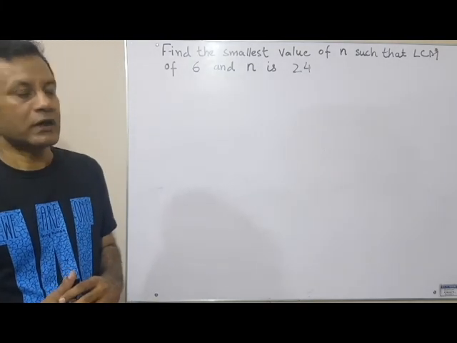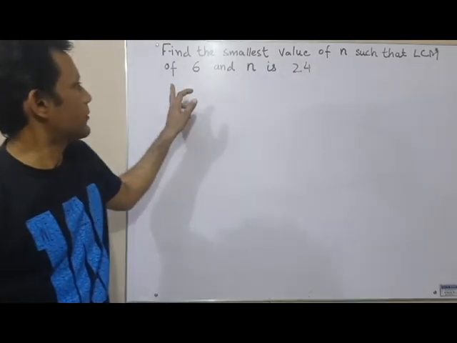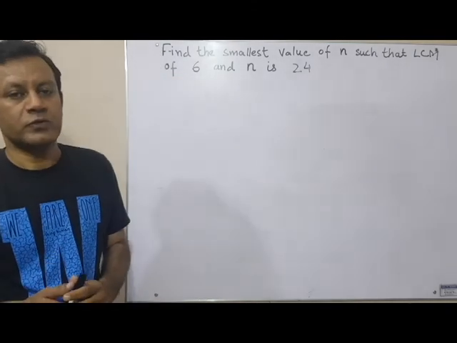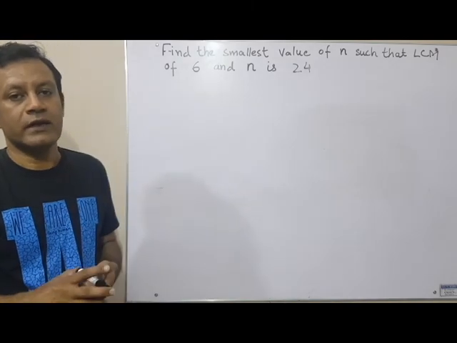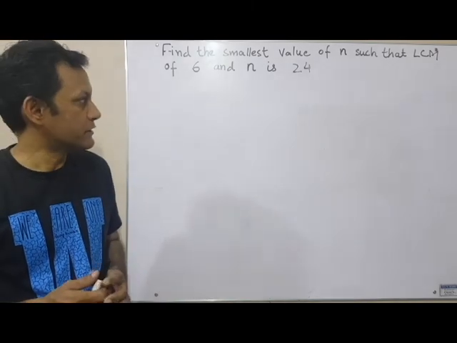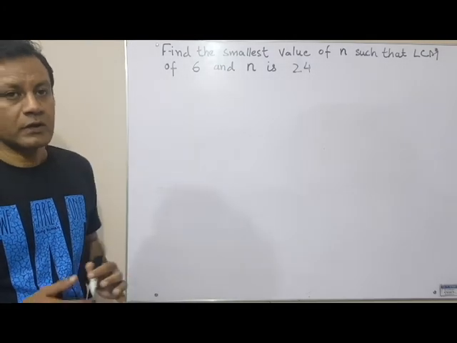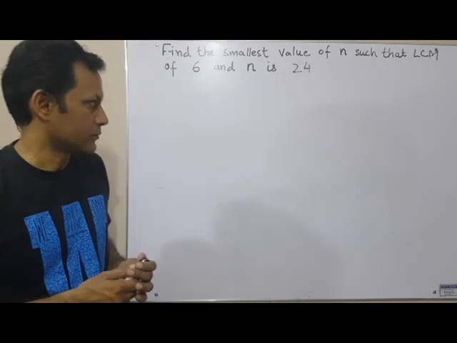Today we are going to learn how to find the smallest value of n such that the LCM of 6 and n is 24. In such types of problems, we take the steps in the reverse direction from what we normally take to find the LCM of two or more numbers. Before we solve our problem, we will learn how to find the LCM of two or more numbers.